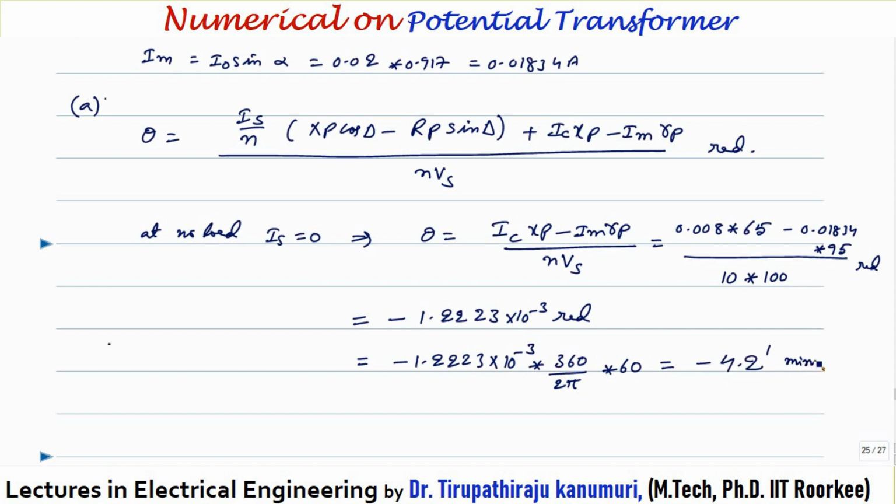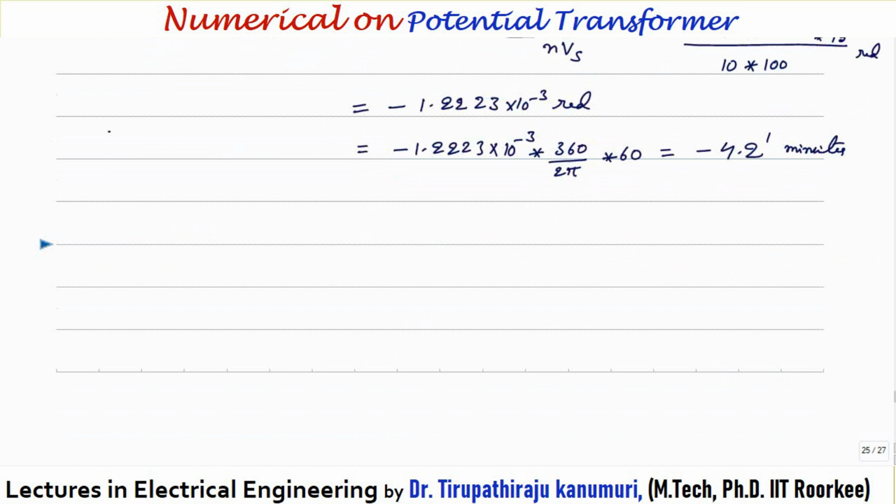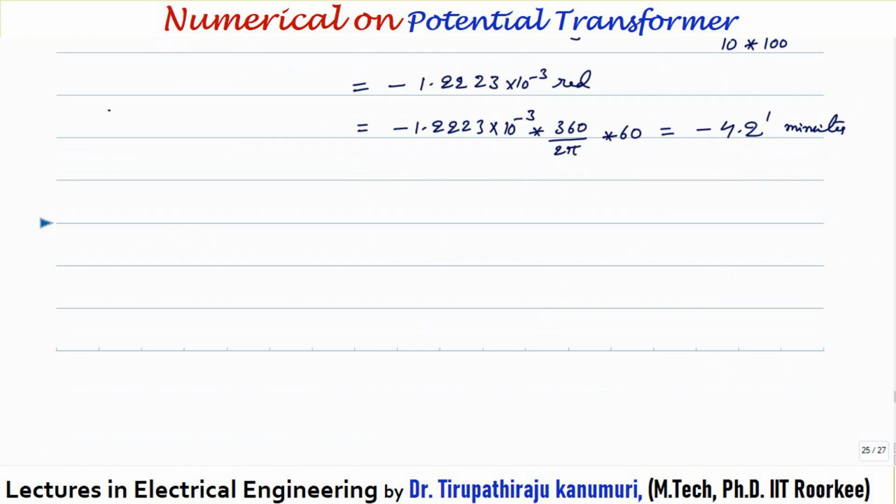4.2 minutes. So please don't get confused. If you want it in degrees, you should not multiply with 60. If you want it in seconds, you can again multiply it by 60, because you have to take your clock as a reference. So 60 minutes is equal to 1 hour. In the same way we have to calculate this one, so we multiply by 60. I think up to here it is clear to you. So next I am proceeding to part B.